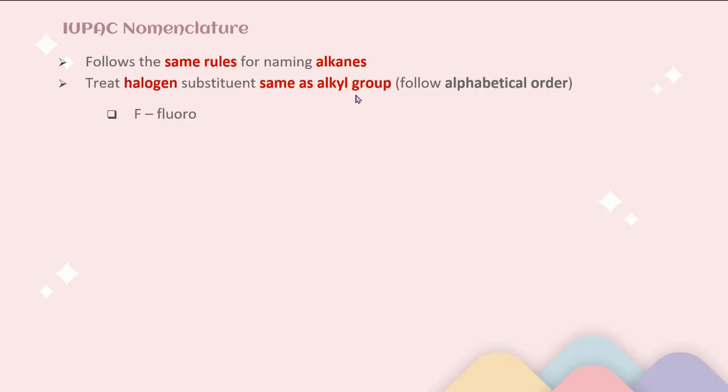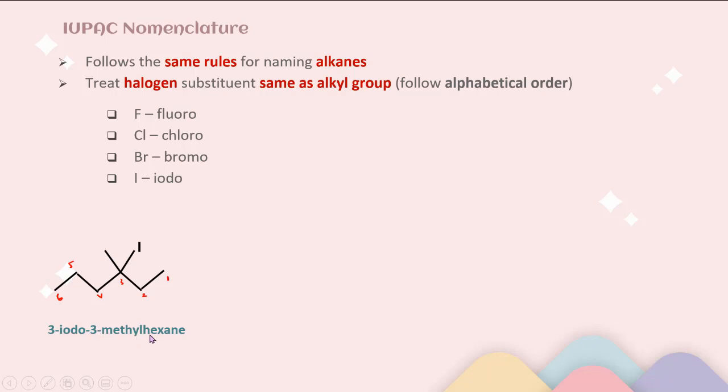We have fluorine, which as a substituent we call fluoro, chlorine as chloro, bromine as bromo, and iodine as iodo. Alright, so let's look at the examples here. We have a structure like this. First of all, find your parent. So we start from the right-hand side. Carbon number 1, carbon number 2, 3, 4, 5, and 6. So the parent will be hexane. And at position number 3, you have a methyl group and an iodo group. So according to alphabetical order, we start with iodo first, and then followed by methyl. So the full name for this structure is 3-iodo-3-methylhexane.